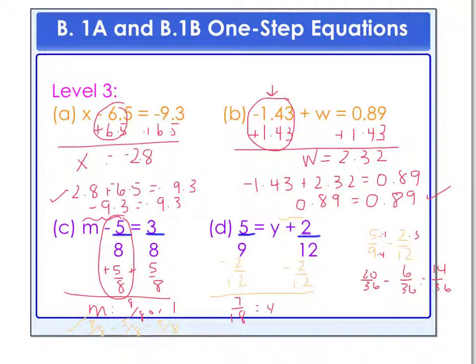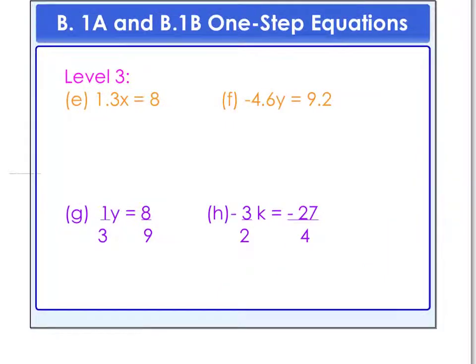Can go back and check our answer. We're going to do 5/9 equals 7/18 plus 2/12. We're going to get our common denominator, so it was 36. We'll use 20/36 equaling 14/36 plus 6/36. 14/36 plus 6/36 does equal 20/36, so we know we have the right answer. We can do the same thing with multiplication and division of decimals and fractions.